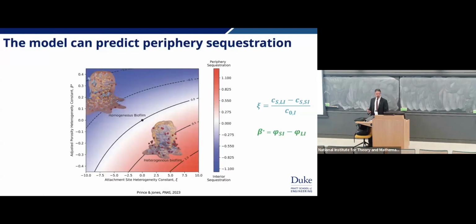The model really can predict periphery sequestration if we look at these two terms that we derived here. So an attachment site heterogeneity constant, which is just how heterogeneous the distribution of things is that your antibiotic can stick to, versus an adjusted porosity heterogeneity constant. That's how porous your biofilm is, and not just how porous it is, but how that porosity is distributed, whether you have super porous near the top and then not that porous in the middle, or super porous in the middle and not that porous around the top. Depending on that distribution, you can get complete antibiotic penetration or penetration just on the sides, which is what we see for recalcitrant antibiotic penetration.